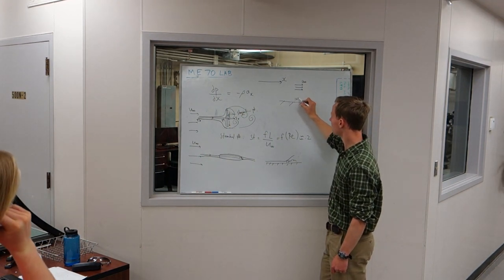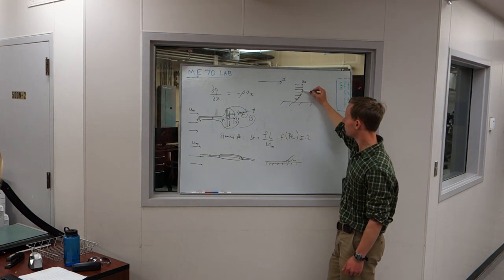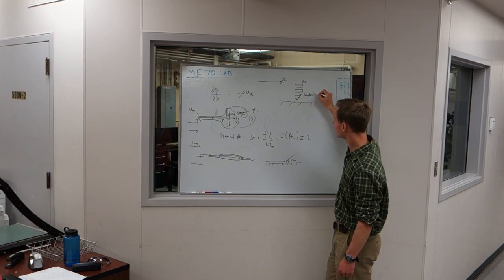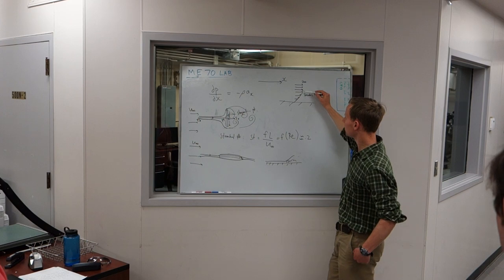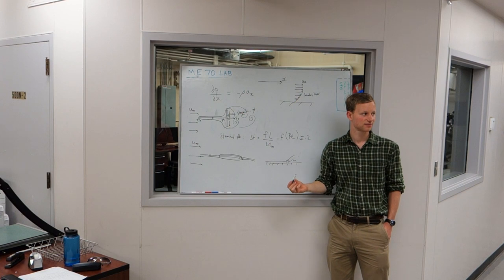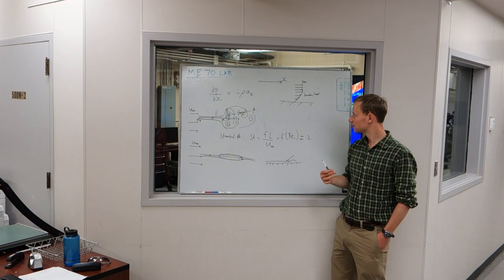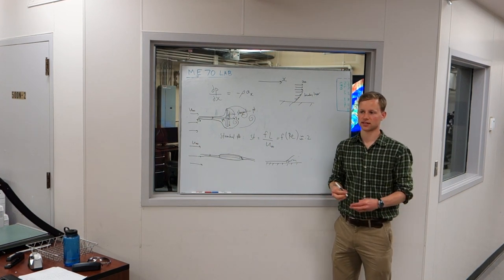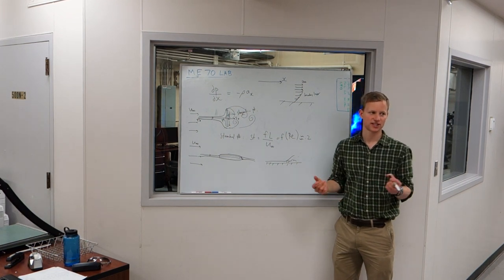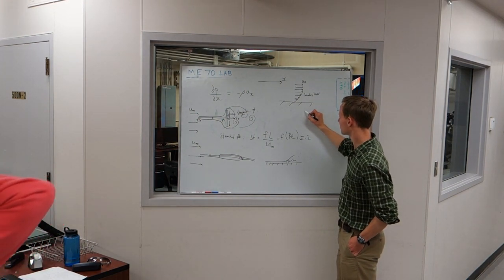So we can draw some arbitrary velocity profile. And what has to be true in this region, we call this the boundary layer. What has to be true in this region for this velocity profile to exist, or for this velocity gradient to exist? There's a key mechanism for this to exist. Viscosity. Friction.